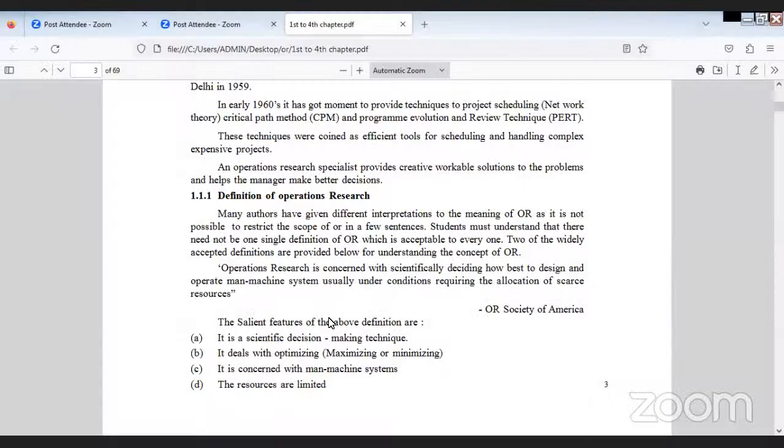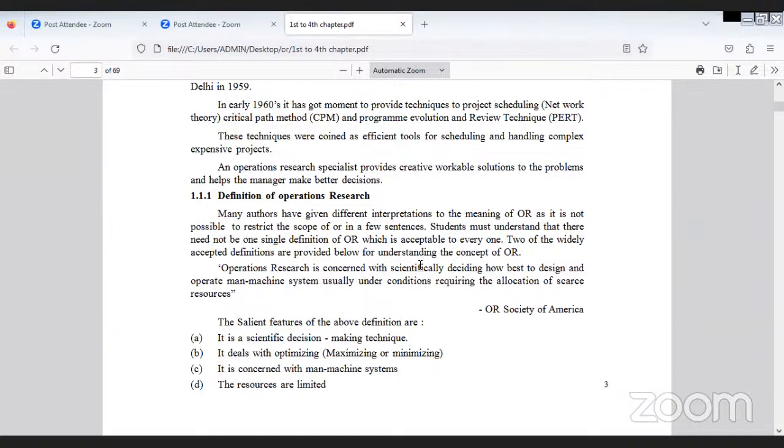To restrict the scope of OR in a few sentences, students must understand that there need not be one single definition of OR which is acceptable to everyone. Two of the widely accepted definitions are provided below for understanding the concept of OR.